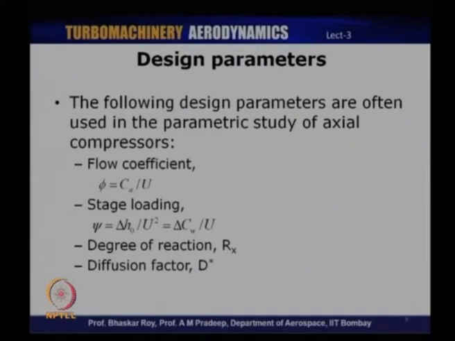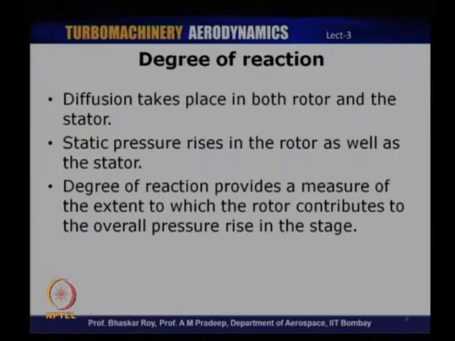Now, there are 2 other parameters which are of interest. One is known as the degree of reaction, which we will denote by the symbol R subscript x, and the other is the diffusion factor, which we will denote by D star. So, we will discuss these 2 parameters in a little more detail, as to what is meant by degree of reaction and what is meant by diffusion factor, and how we can calculate these parameters. Now, let us take a look at what is meant by degree of reaction.